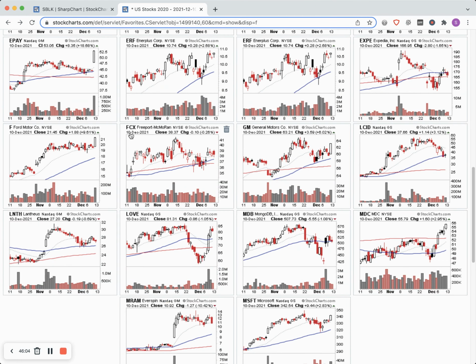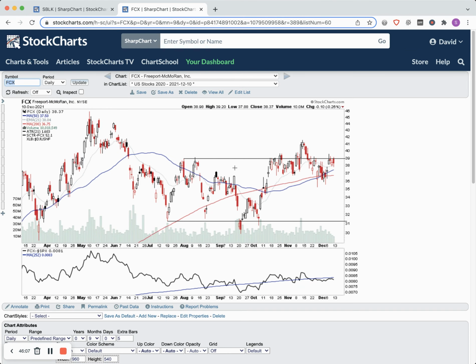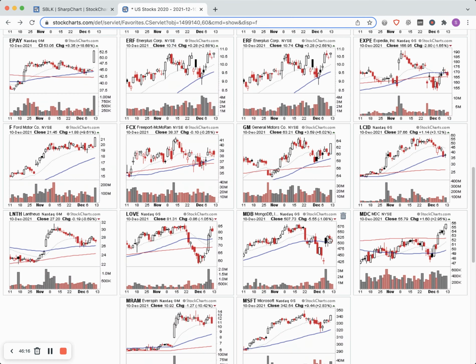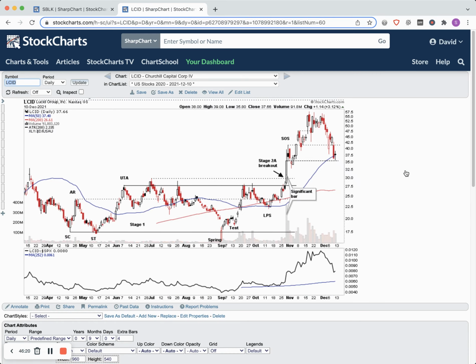Go back to FCX. This one's been forming a good sort of range in here. It's been holding above these short-term moving averages. Again, we've got this swing here, potential for a pivot breakthrough there. GM following on from Ford, looking promising.